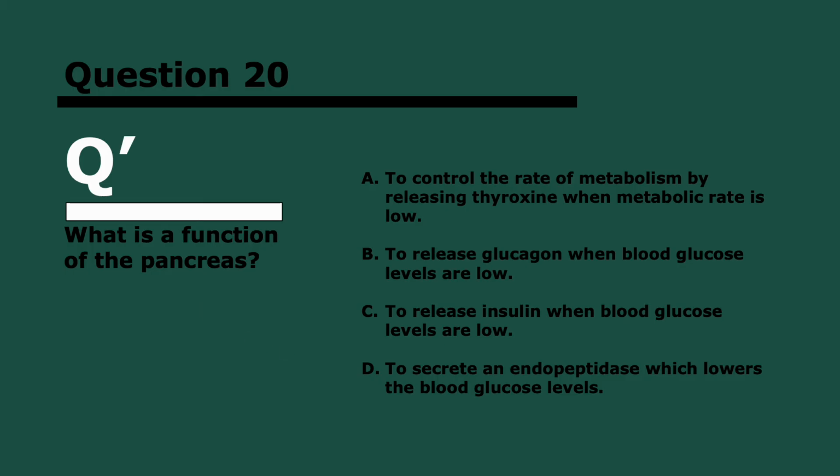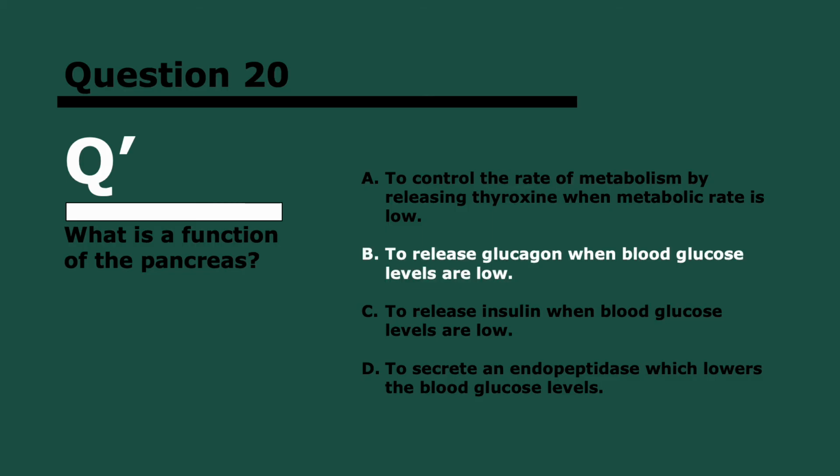Question 20. What is a function of the pancreas? Okay, 3, 2, and 1. It's B. So it releases glucagon when blood glucose levels are low. It also releases insulin when blood glucose levels are high, but not when they're low, so C is false. A, it does not release thyroxine, that's just false. And then D, it also doesn't secrete an endopeptidase. It secretes glucagon and insulin again.